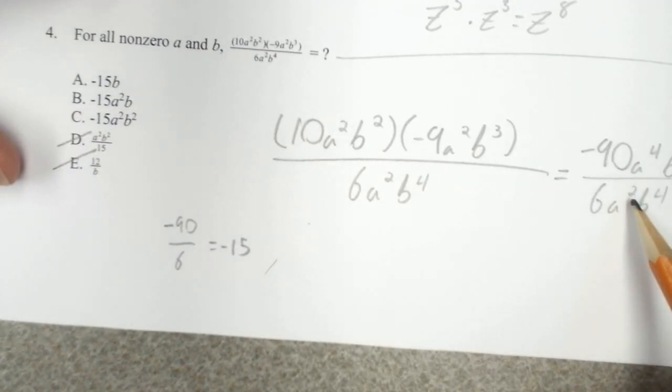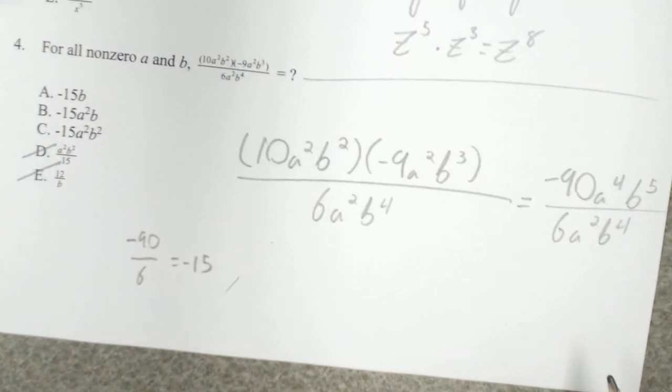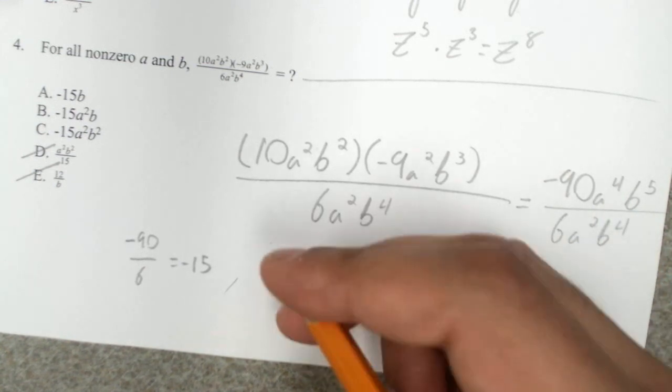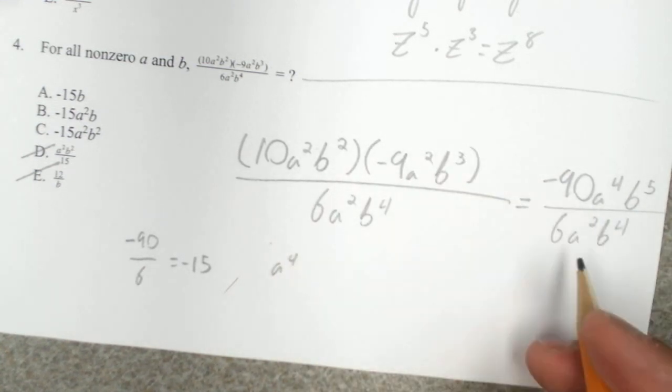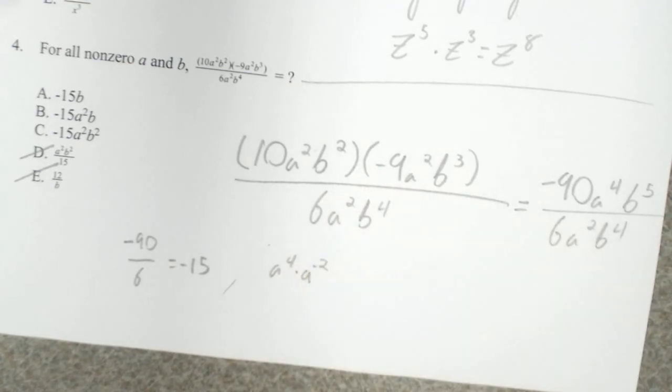And now we look at our a's. Look at our a's over here. We have an a to the 4th times an a squared in the denominator, which is going to be a to the negative 2. 4 minus 2 is going to give us a squared.